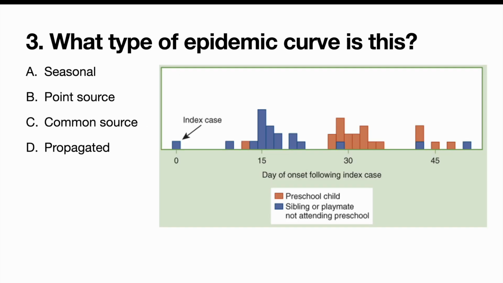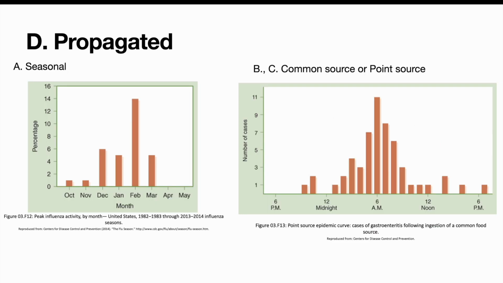What type of epidemic curve is this? Is it seasonal? Is it point source? Is it common source? Or is it propagated? Well, it is a propagated one. Remember, the propagated one has like one hump, and then another hump, and then another hump. To review, a seasonal epidemic curve looks like this one on peak influenza activity. And then we have a point source or a common source epidemic curve, which looks like the one with the foodborne illness outbreak on the right.